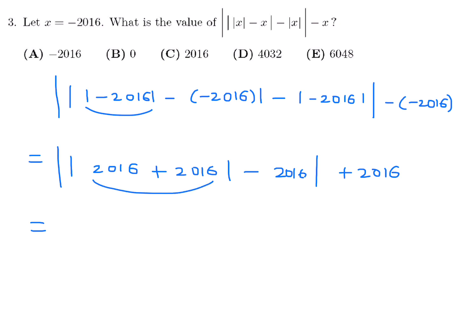So this will be 4032 minus 2016, so that's just 2016. And then finally, when you drop the absolute value signs, you get 2016 plus 2016, which is of course 4032. So just make sure that you don't make any small algebraic mistakes. Number 3 is D.